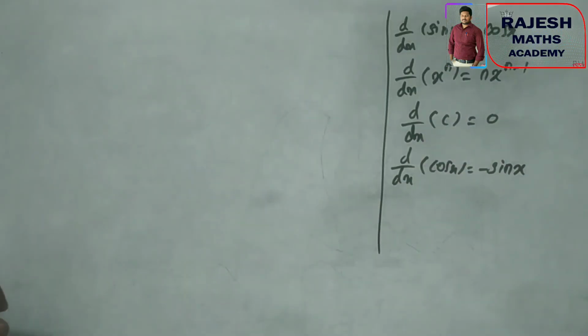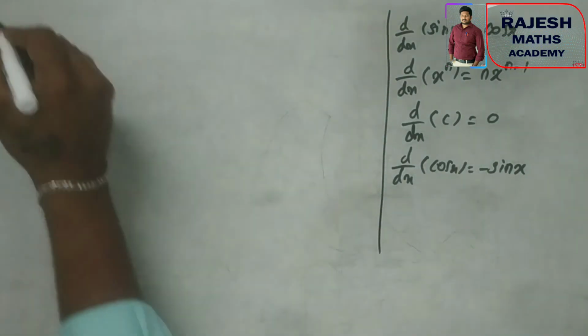Clear? Next question, question number 3. So what is given here? Sin of ax plus b.